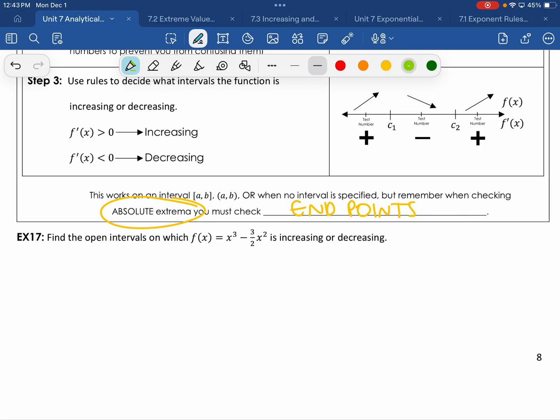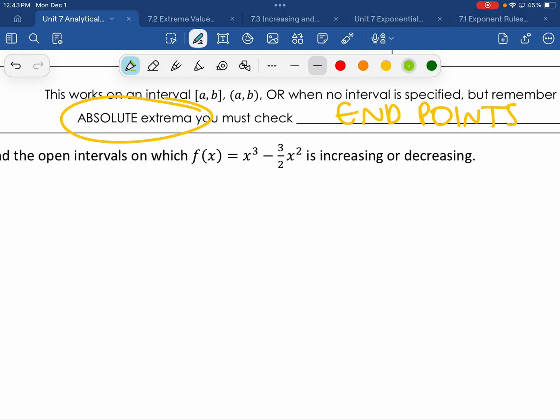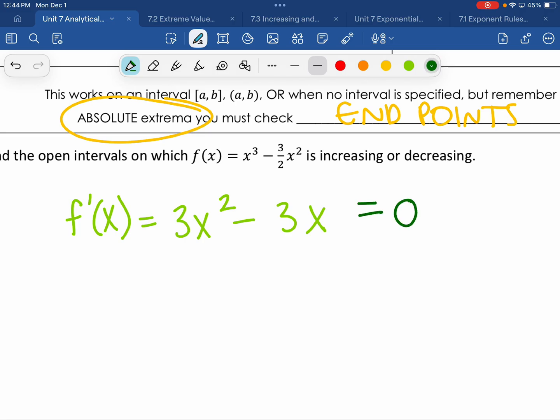Okay, so find the open intervals for which f of x is increasing or decreasing. If I want to know something about increasing and decreasing, I need to take the derivative. So I'm going to take the derivative, which is x squared minus 3x. Then we're going to set the derivative equal to 0, and that's going to give me my critical numbers.